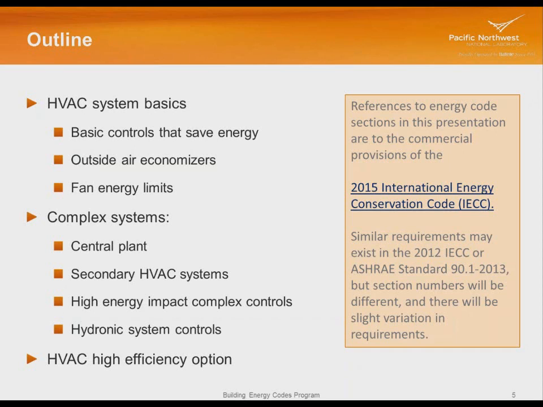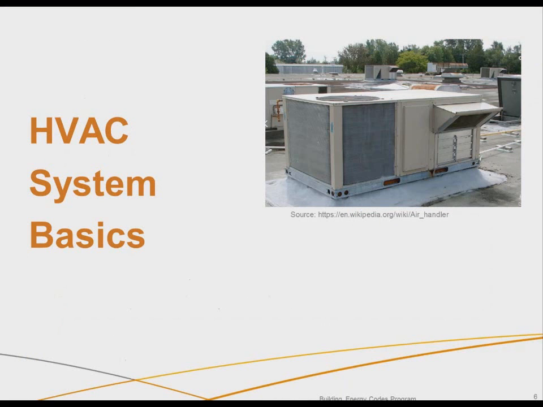Throughout, I will be referring to some code requirements, and these will be based on the 2015 International Energy Conservation Code, or IECC. There are usually similar requirements in the 2012 IECC or ASHRAE Standard 90.1 2013, but the section numbers will obviously be different, and there are slight variations in requirements. Also note that different states during their adoption process may amend or change the model code, so each state may have some different requirements. So let's talk about HVAC system basics.